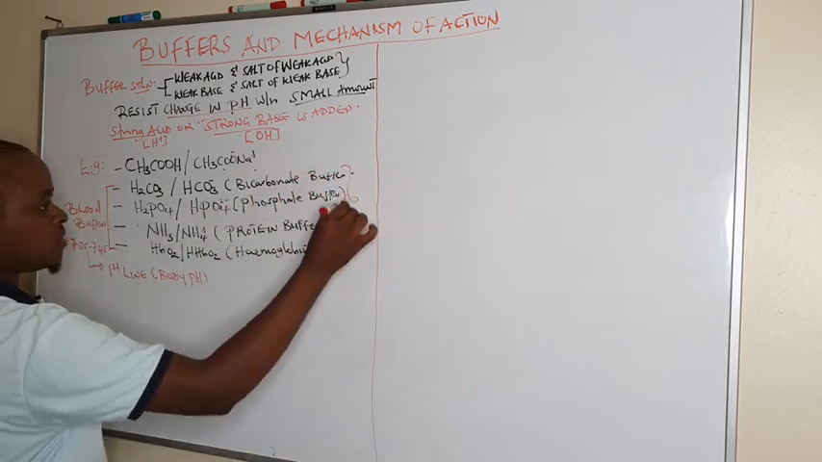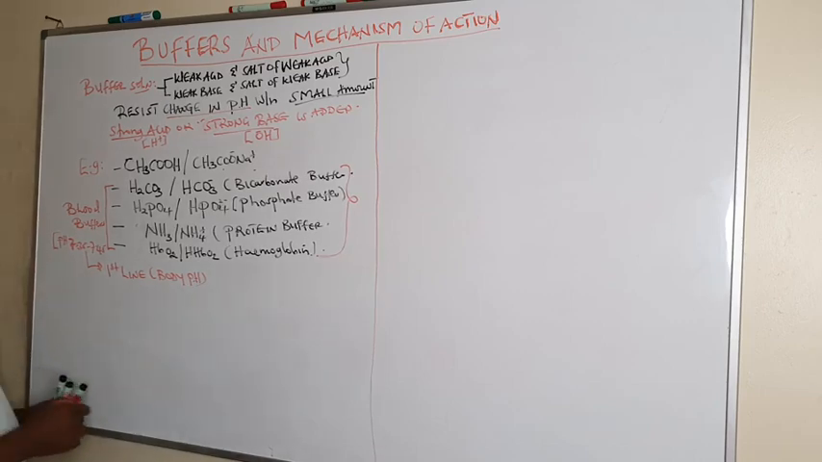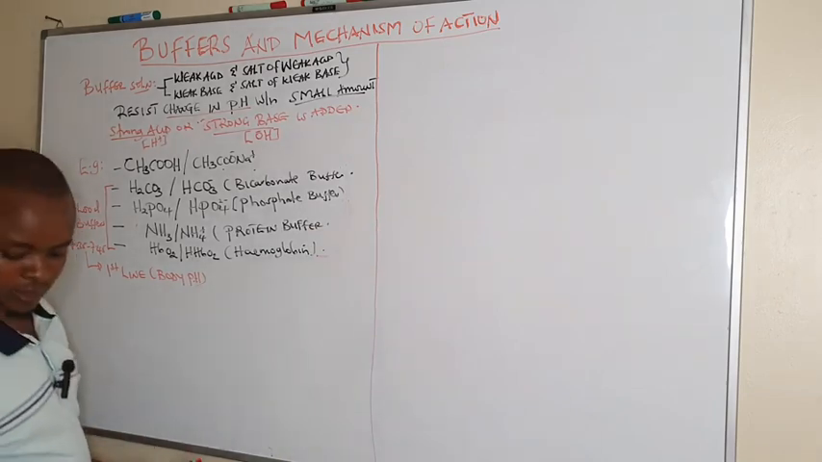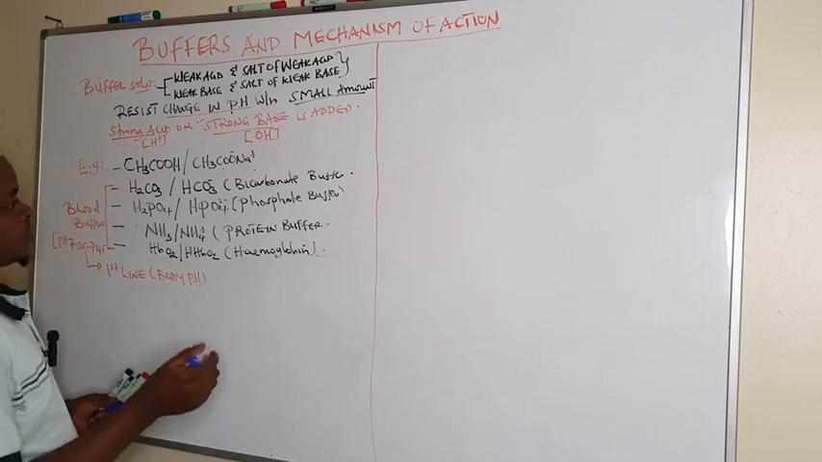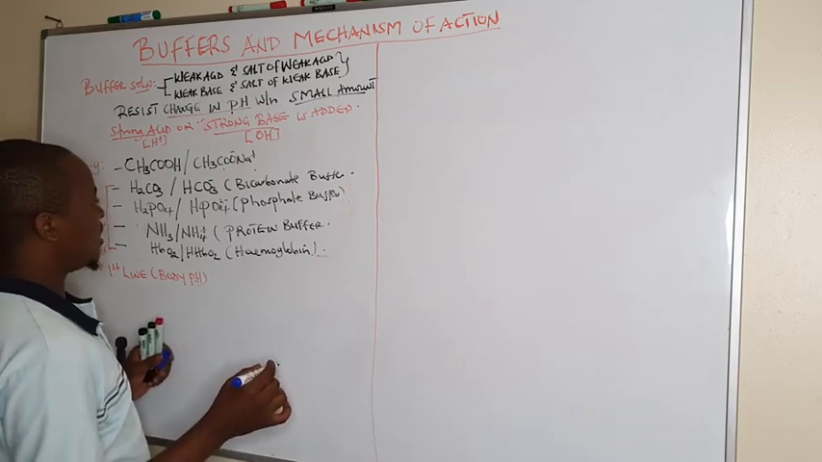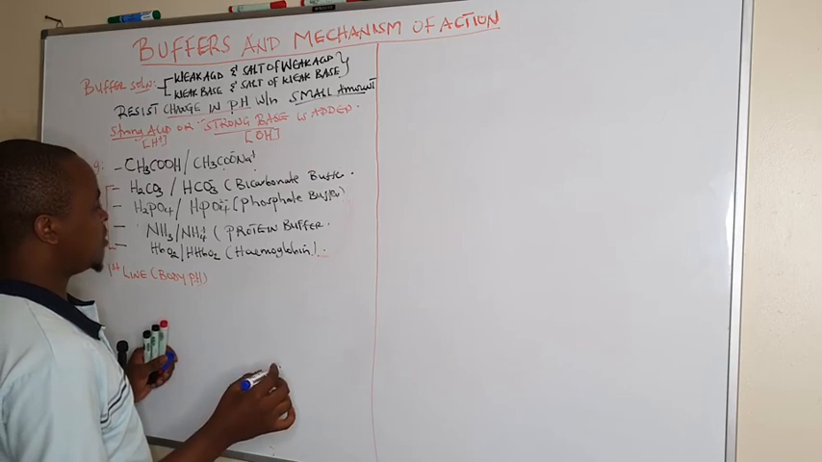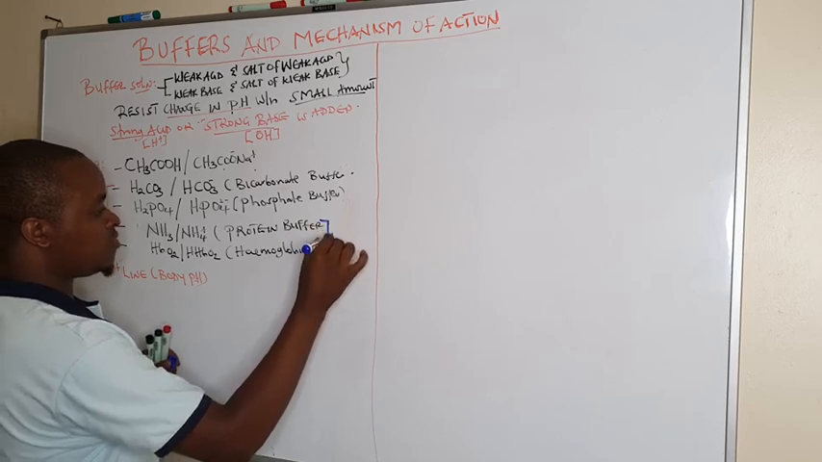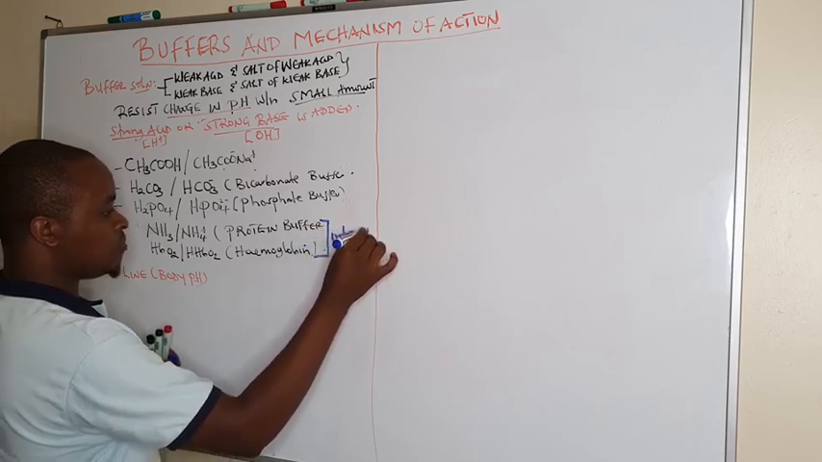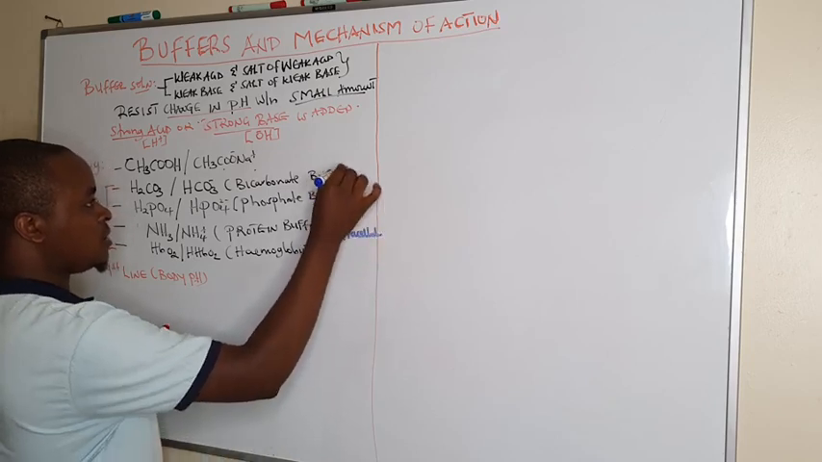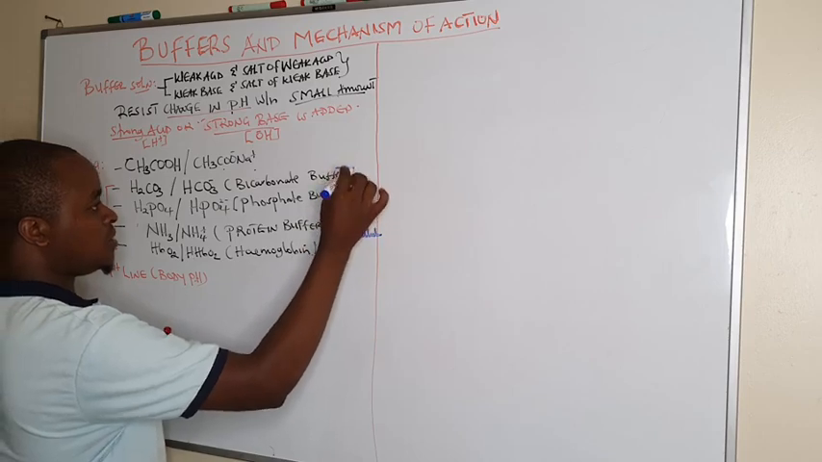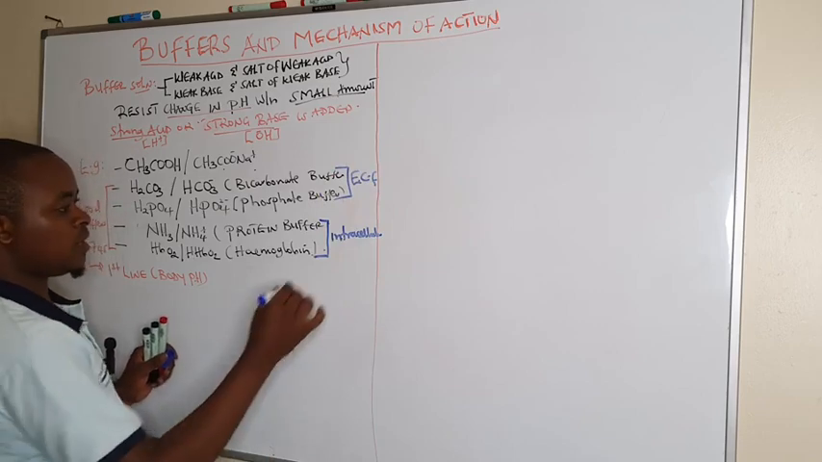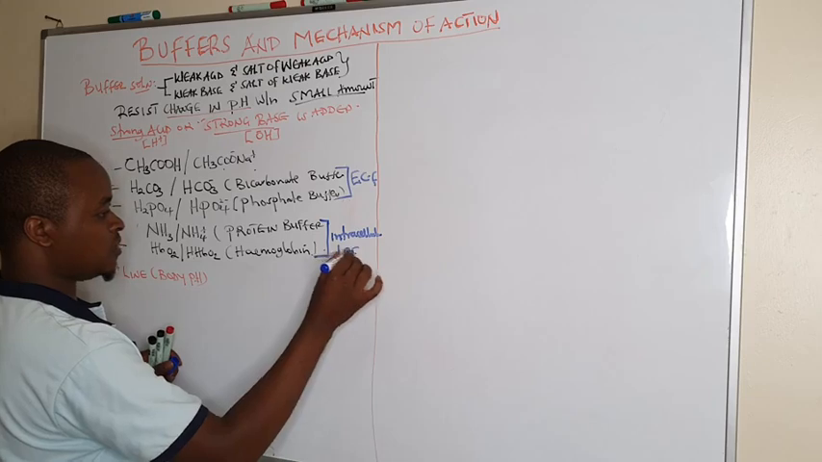All of these ones are physiological buffers. Among these physiological buffers, we are going to find that these two are for intracellular, they maintain the pH within cells. Then these two maintain the extracellular fluid, outside the cell, while this is intracellular fluid.